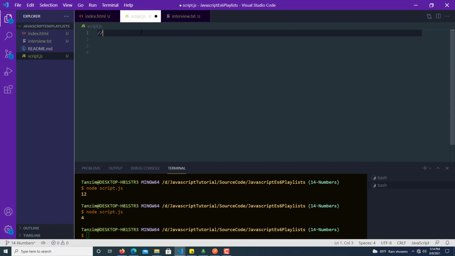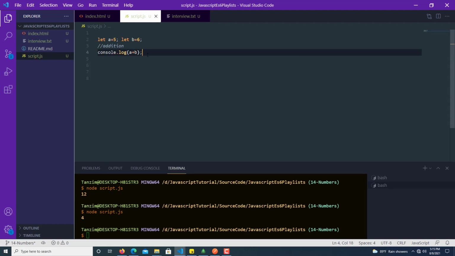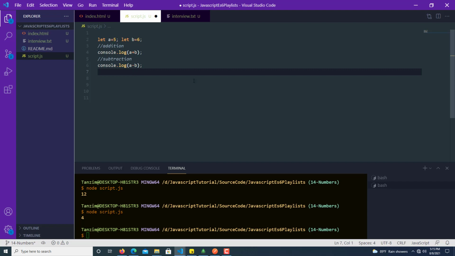So first of all, let's perform addition. Let A equals 5, let B equals 6, and so let us add these. Addition: console log A plus B. Now let us write something like subtraction: A minus B. Okay, that would give us a negative result.